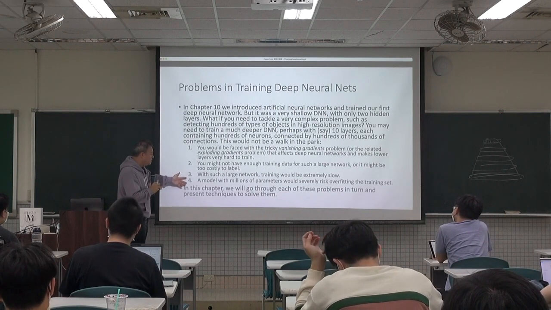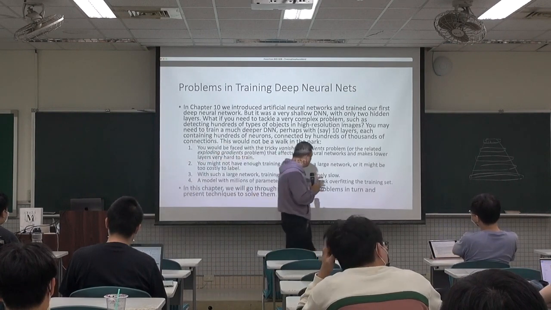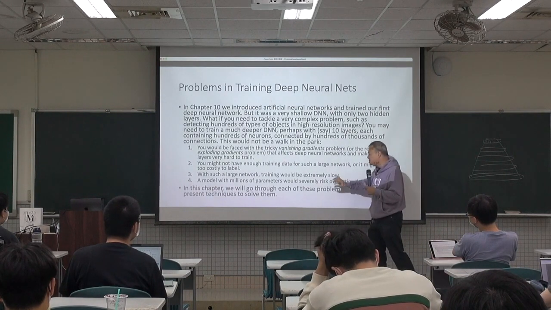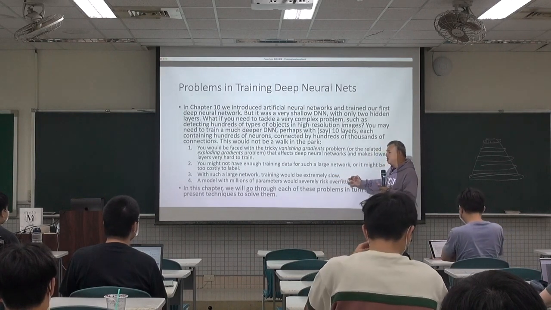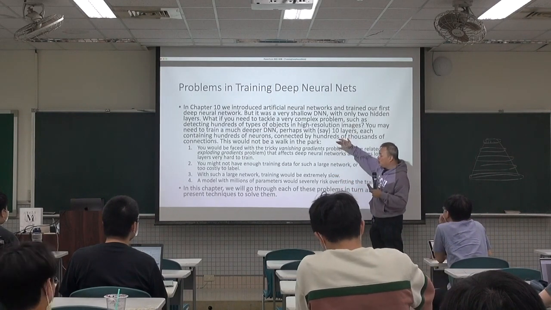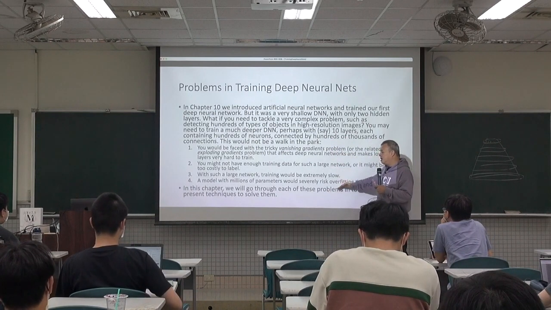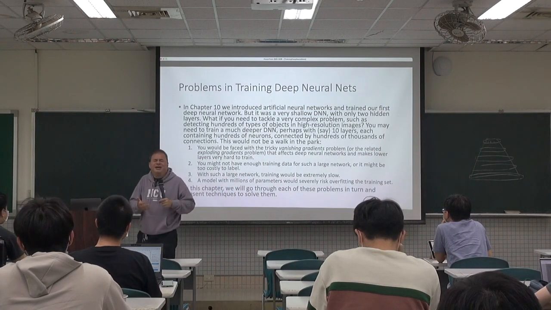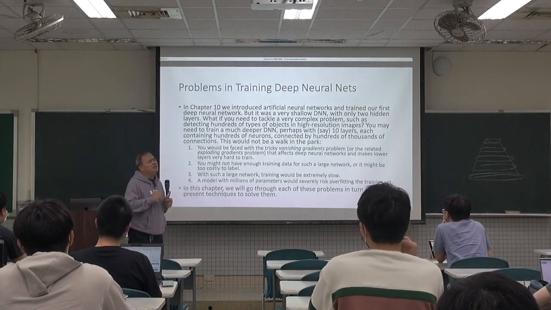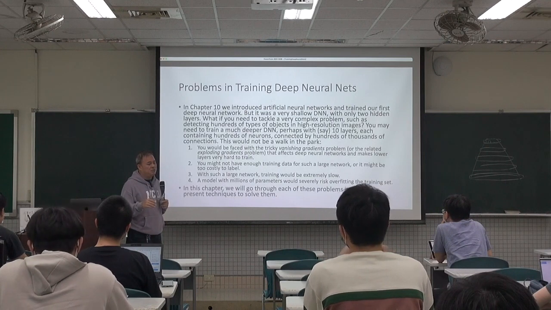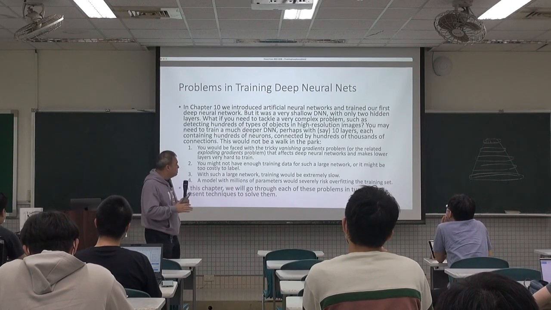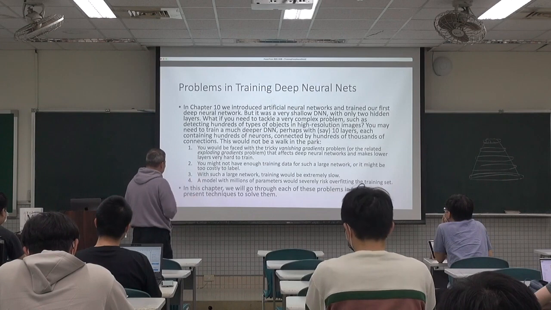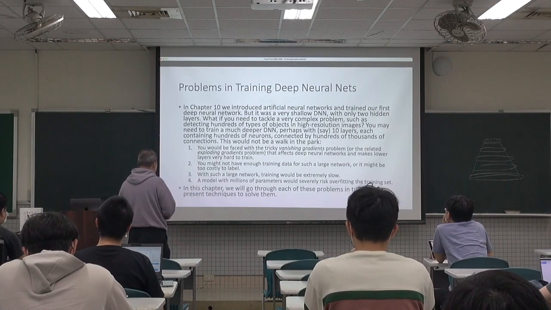And the last one: a model with millions of parameters would severely risk overfitting. As I said, we need to know more techniques to fight overfitting. We already talked a little bit about that, but in chapter 11, we are going to go over these problems and talk about the solutions, or at least techniques to alleviate these problems. I cannot say those solutions can completely solve the problem. That's probably just not possible. But at least it will alleviate the problem, to make it much better.